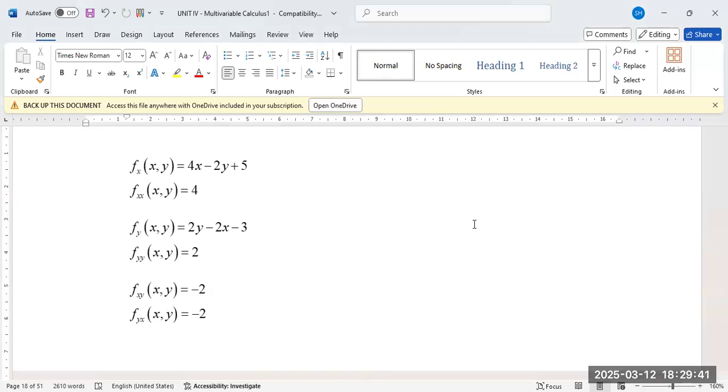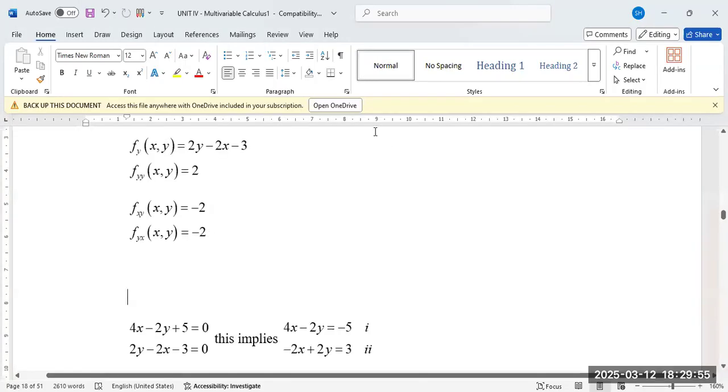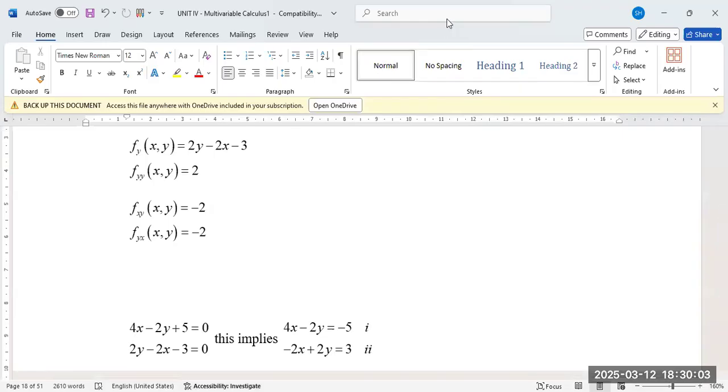Set who? F subscript x and F subscript y. Okay. So I'm going to set F subscript x and F subscript y to be equal to 0. So F subscript x was 4x minus 2y plus 5. I set it equal to 0. F subscript y is 2x minus 2y minus 3, and I set it equal to 0.